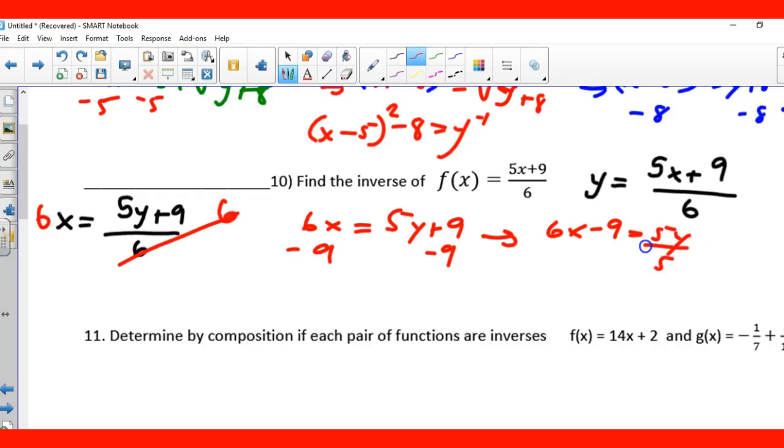Lastly, I'm going to divide by 5y on both sides. Or excuse me, 5. I said 5y. Let me go back. Divide by 5 on both sides. Because I'm multiplying by 5, the multiplication inverse rule says I can divide by 5 on both sides. So that's my inverse, guys. My inverse of y equals 6x minus 9 divided by 5.